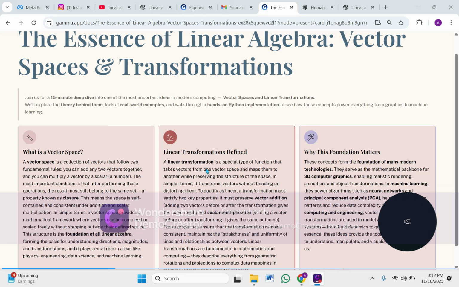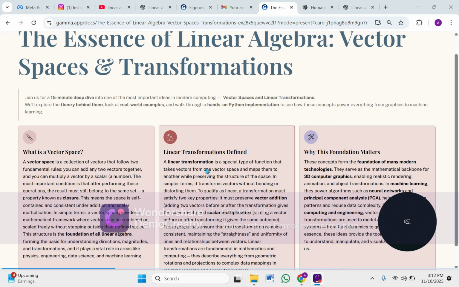So, at first, what is vector space? As we all know, what is vector space? So, just a short explanation about it. A vector space is a collection of vectors that follow two fundamental rules. That is, you can add any two vectors together and you can multiply a vector by a scalar. The most important condition is that after performing this operation, the result must still belong to the same set, a property known as closure. This means the space is self-contained and consistent under addition and scalar multiplication.